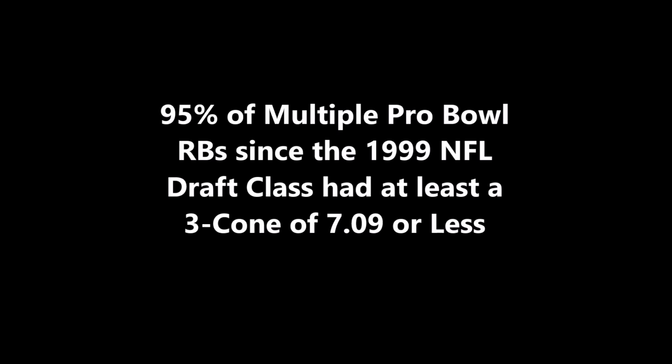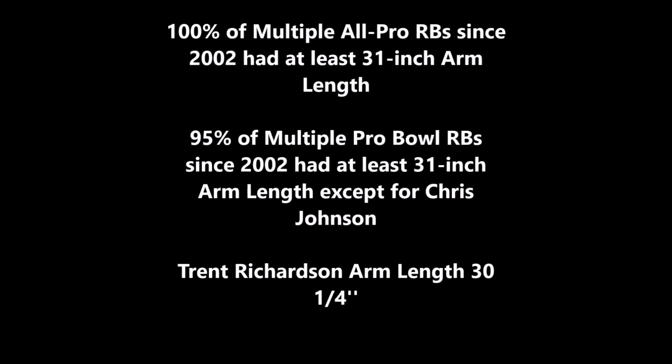On top of the fact that he had a lack of flexibility data available, when you look at the overall arm length data, now this is something I don't talk about often for running backs because most running backs don't fall into this category. But based on all the data I've done in terms of arm length, 100% of multiple All-Pro running backs since the 2002 NFL Draft class had at least 31-inch arm length or more, and 95% of multiple Pro Bowl running backs since 2002 had at least 31-inch arm length, except for Chris Johnson. Chris Johnson is the only running back since 2002 to become a multiple Pro Bowl running back with less than 31-inch arm length, and Trent Richardson's arm length was 30 and a quarter coming out. Now, I know what you're probably thinking: busted, this is the reason why he failed. Again, I just think this needs a little further research.